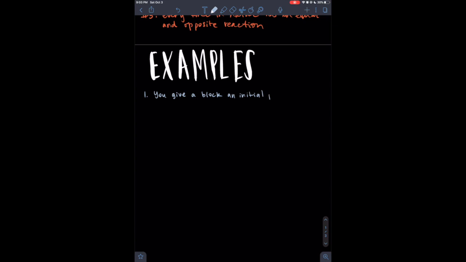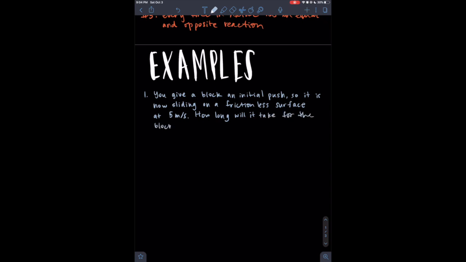Number 1. You give a block an initial push, so it is now sliding on a frictionless surface at 5 meters per second. How long will it take for the block to slide 50 meters? Now we'll explain the solution.